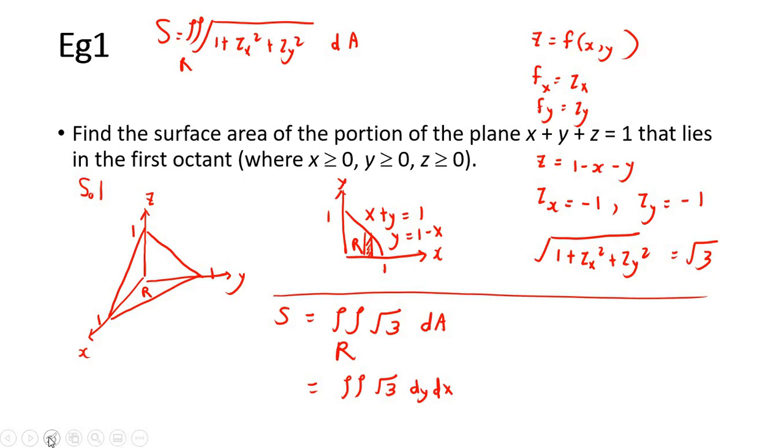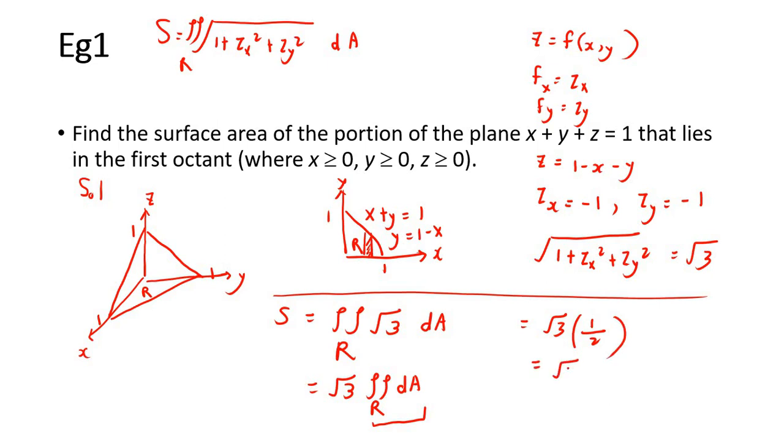Or actually, without using a double integral, we can quickly factor out the square root of 3. This is the area of region R here. The area of region R is in here. This is a triangle where the length is 1 and width is 1, so we will get a half. That's why the surface area in this case is square root of 3 over 2. Quickly, no need to use a double integral.